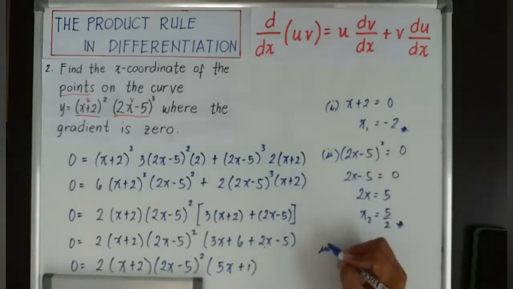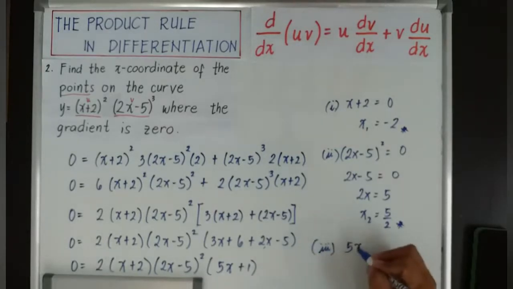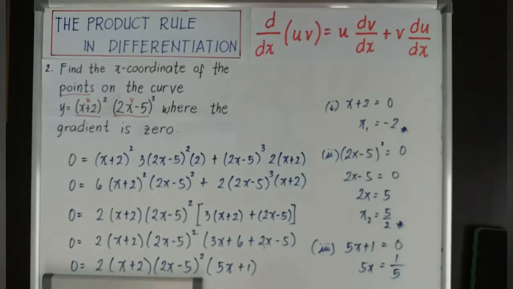The third answer will be, okay, 5x plus 1 is equal to 0. So 5x is equal now to 1 over 5. Sorry, it will become negative 1 over 5. So that's the third answer.